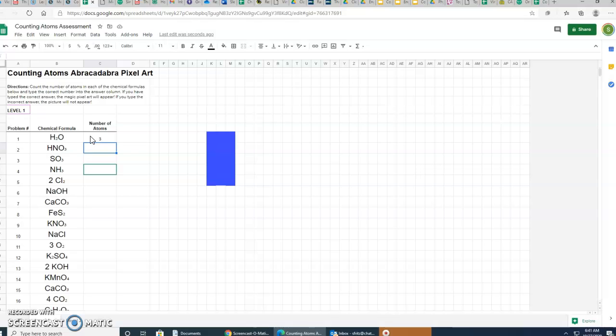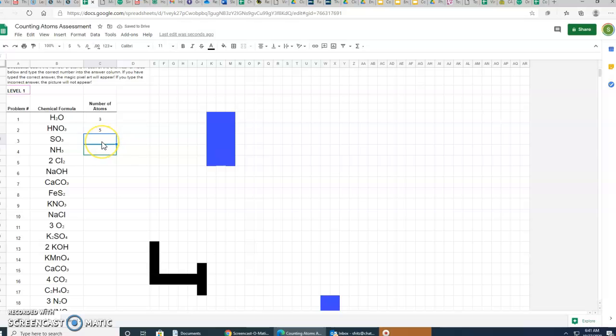Number 2 has 3 oxygen, 1 hydrogen, and 1 nitrogen, so that's 5 total. Pops that one up, and then 4 has 3 hydrogens, 1 nitrogen, so 4. We have a coefficient in front of the chlorine and a subscript, so 2 times 2 is 4.